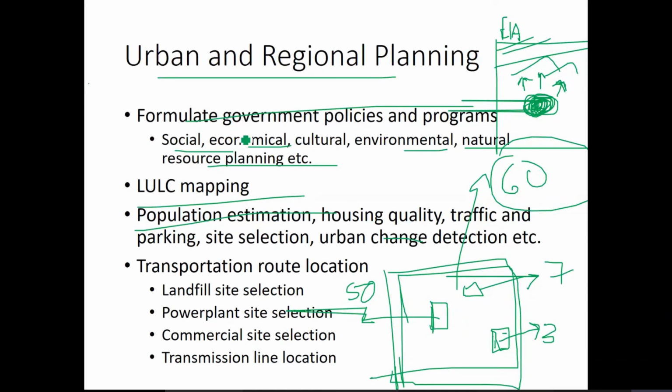Then you can go for housing quality assessments, traffic and parking, site selection, urban change detection. For all these, you have further applications. Then transportation route location. For a landfill site selection, for a power plant site selection, for a commercial site selection, for a transmission line location, just like I mentioned, maybe a special economic zone, maybe a new railway track, maybe a new IT park. Maybe you want to decide where to further develop your city towards. For all these applications, you can use remotely sensed data.